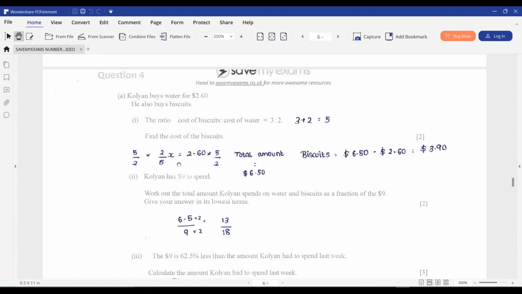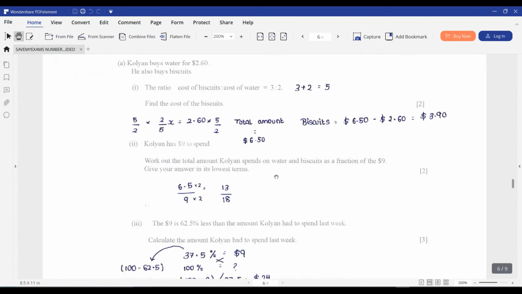X is the total amount he paid. 2 over 5 is the fraction of the amount that he spent on water. So now we will multiply 5 over 2 on both sides and get x. X is equal to $6.50. This is the total amount. So take the total amount, subtract the amount he spent on water, and you should get the amount of biscuits.